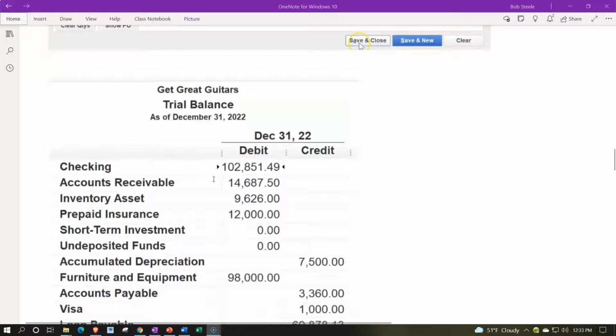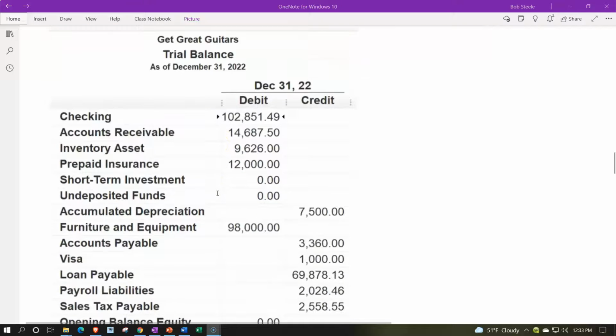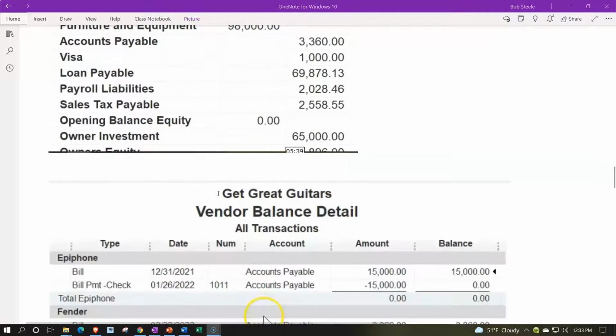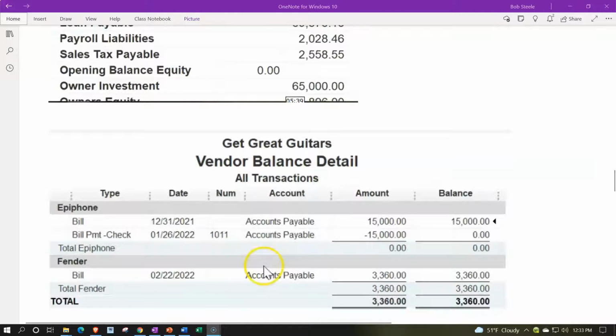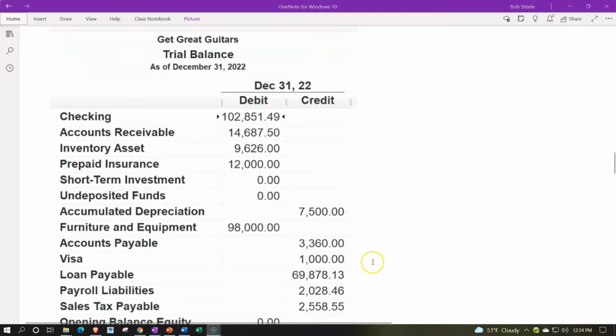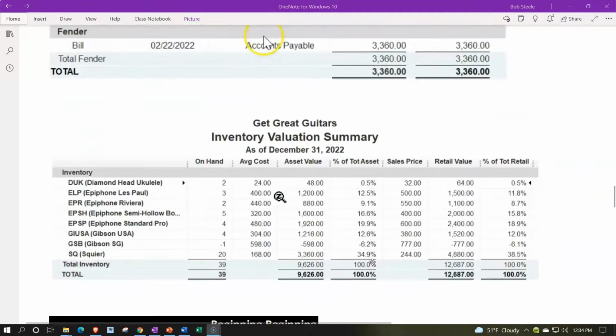So here is our trial balance. The inventory has been increased. The other side is the accounts payable that has been increased. If we look at the vendor balance detail, we see the activity for our new vendor here, and the totals adding up to that 3,360, which matches what's on the trusty TB, trial balance.